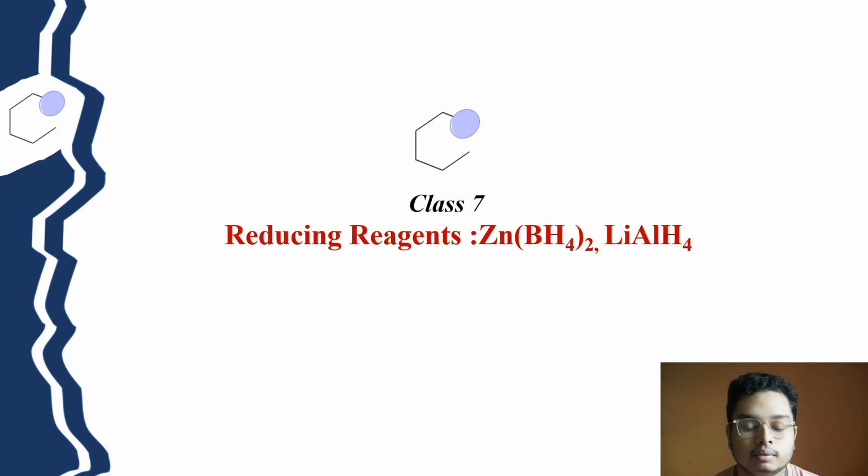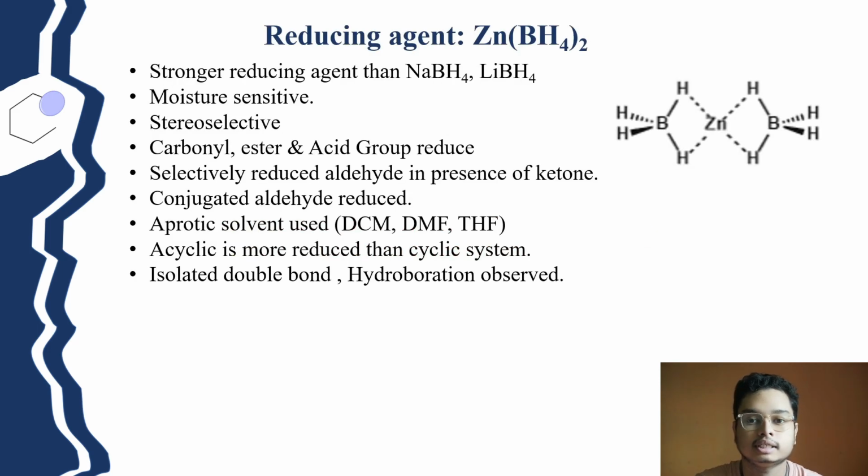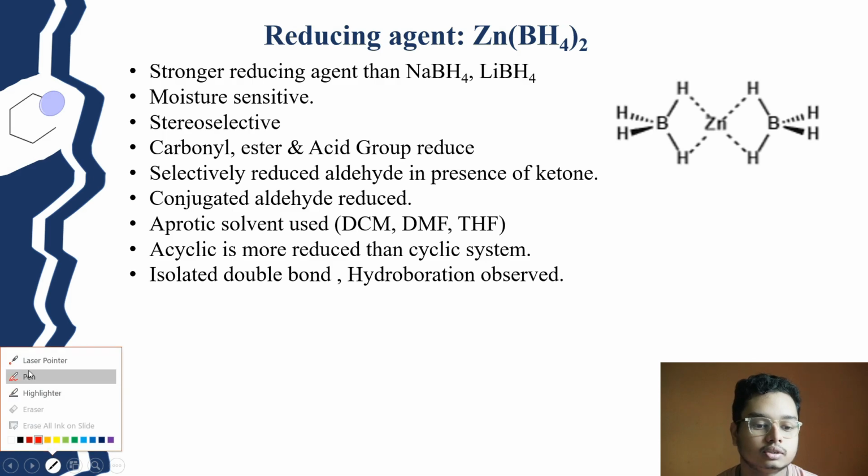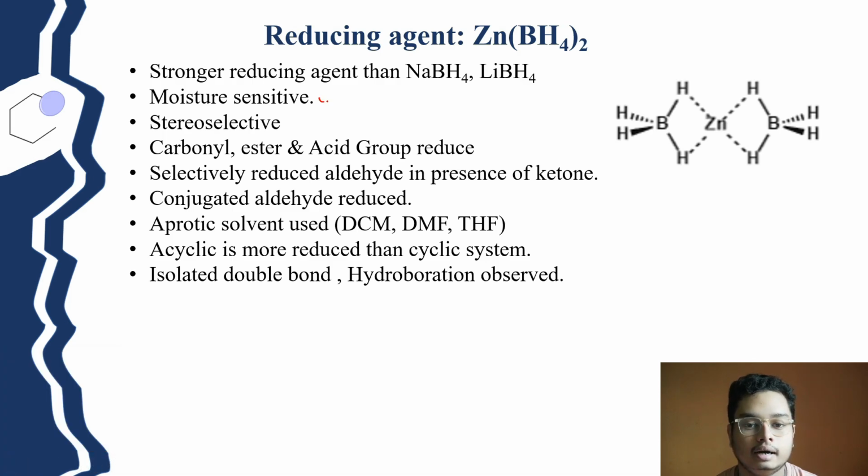Here today we will discuss some more nucleophilic reagents, which are much stronger than those reagents: zinc borohydride and lithium aluminum hydride. First, let's talk about zinc borohydride. Zinc borohydride is a stronger reducing agent than NaBH4, lithium borohydride and selectrides. It is also a moisture sensitive reducing agent and stereoselective.